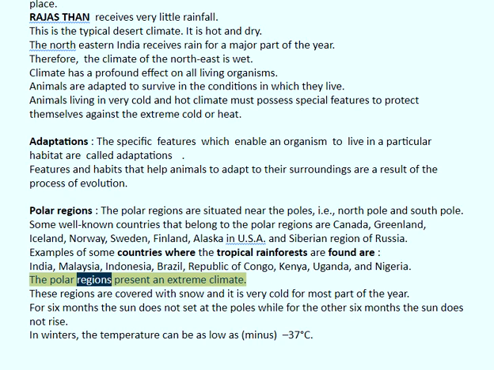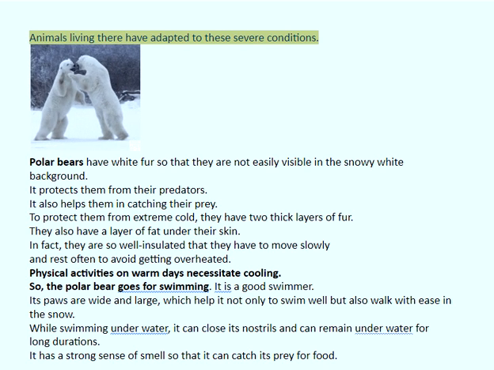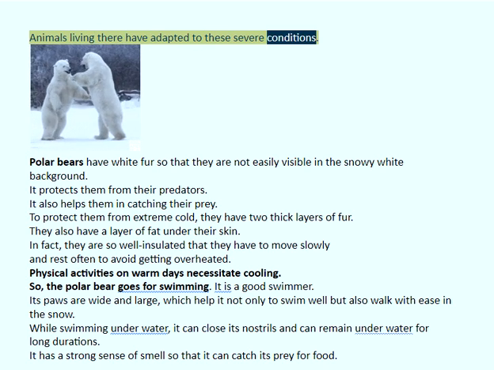The polar regions present an extreme climate. These regions are covered with snow and it is very cold for most part of the year. For 6 months the sun does not set at the poles, while for the other 6 months the sun does not rise. In winters, the temperature can be as low as -37 degrees Celsius. Animals living there have adapted to these severe conditions.